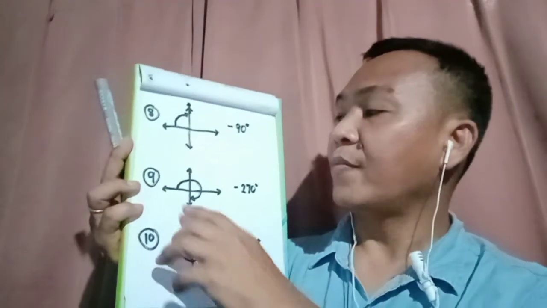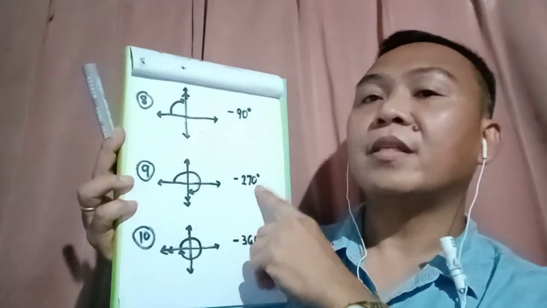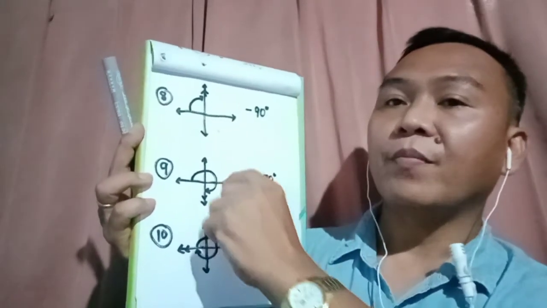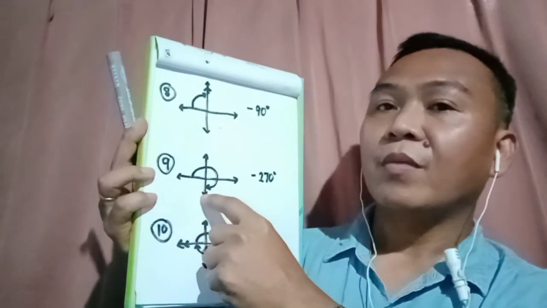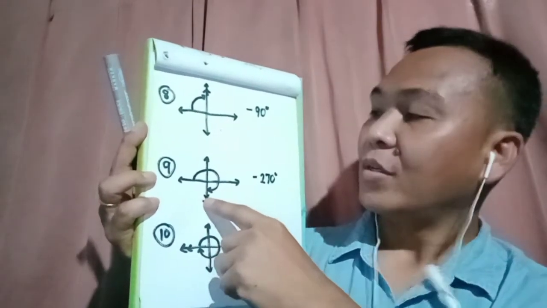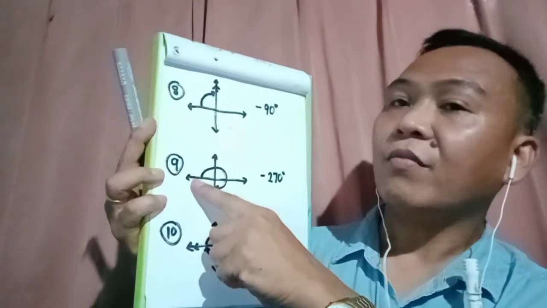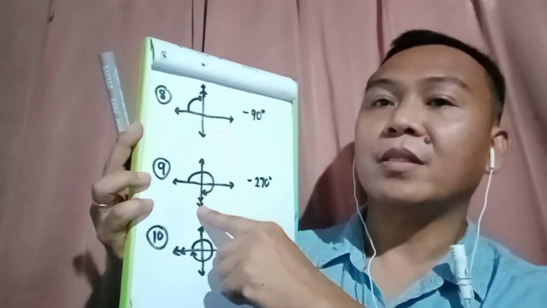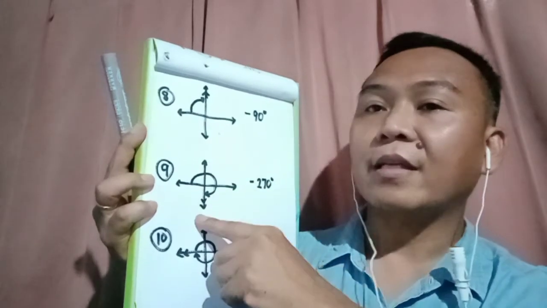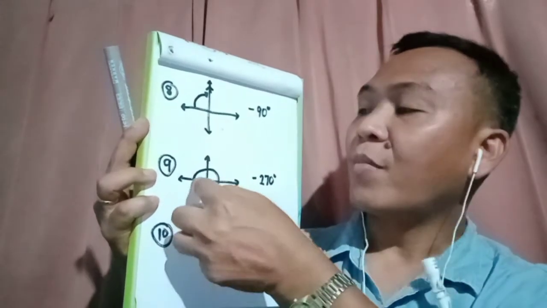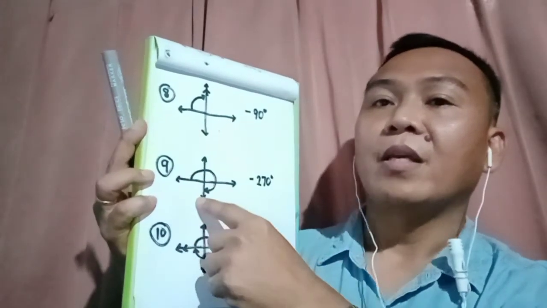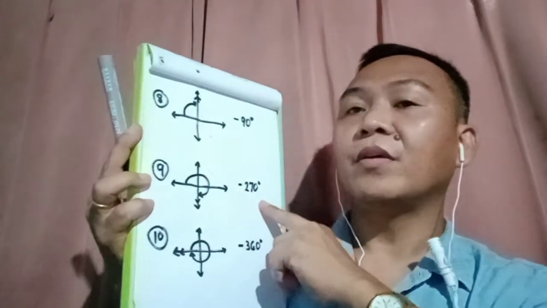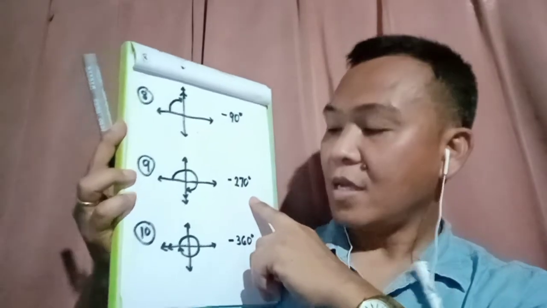Another, in number 9, we have negative 270 degrees. We know if we start from the positive side, we will have it here. But this is the other way around. So we started at the negative x-axis, and still we ended up at the negative y-axis. But our rotation is in the clockwise direction. Therefore, it is negative 270 degrees.